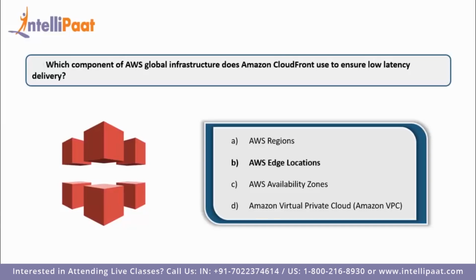Okay, so edge locations are basically the servers that are located near your place or near a particular availability zone, which cache the applications which are available in different regions or are at far places.